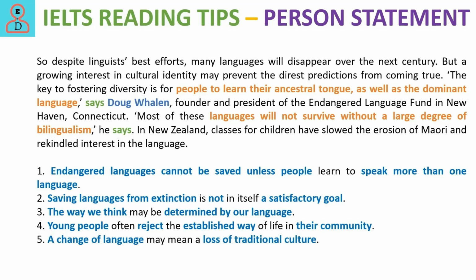In the next paragraph, there is only one person and his 2 statements. Now carefully analyze both his statements. In both the statements, he is talking about learning and speaking more than one language. There is a specific word bilingualism which means two languages. So look for statements which talk about speaking or learning more than one language.